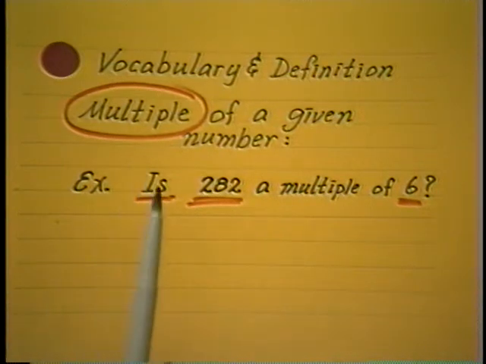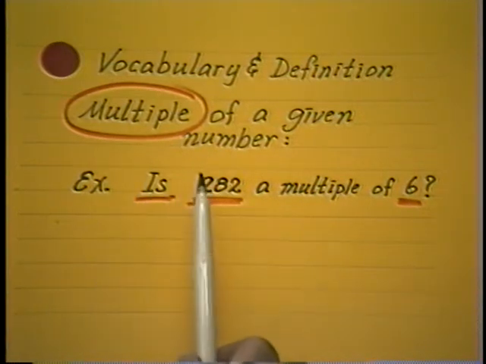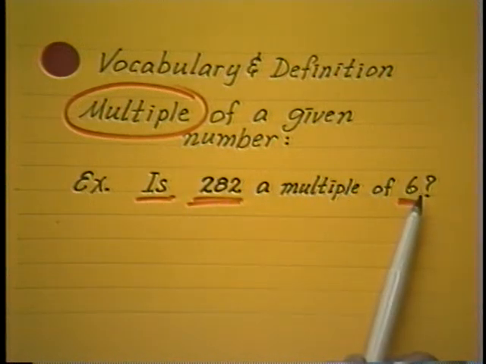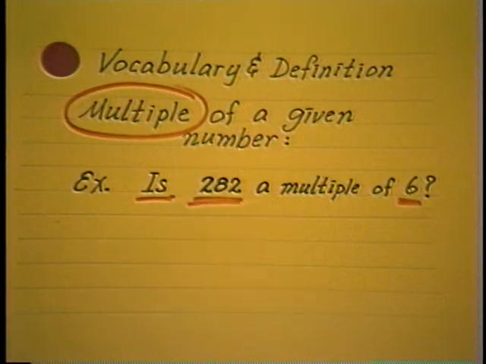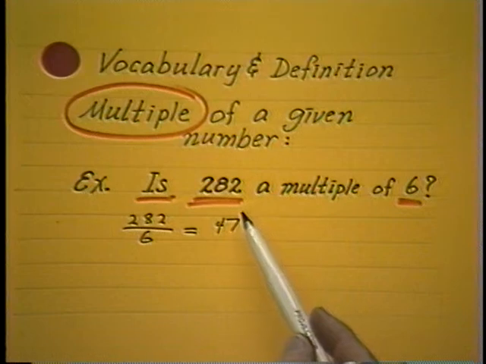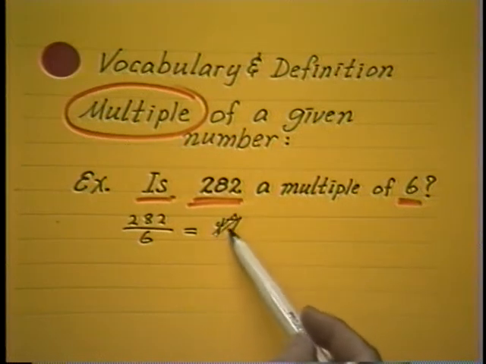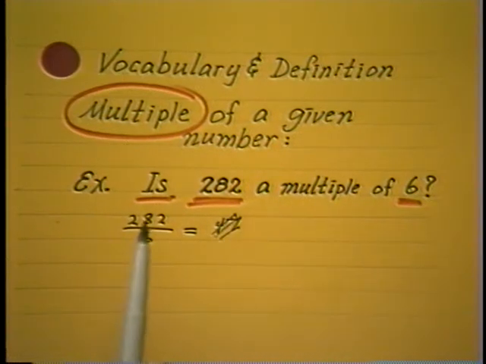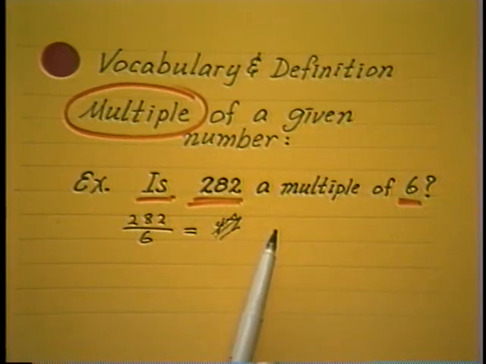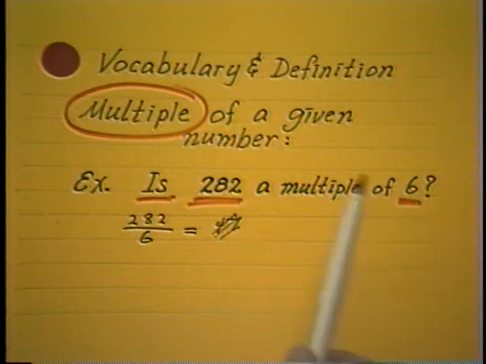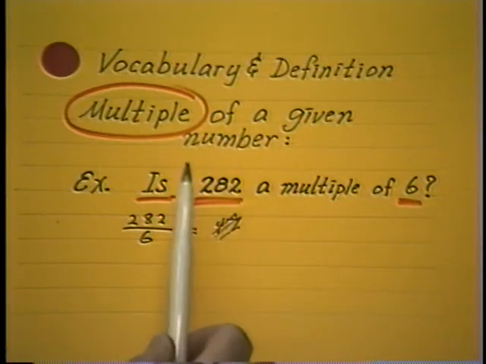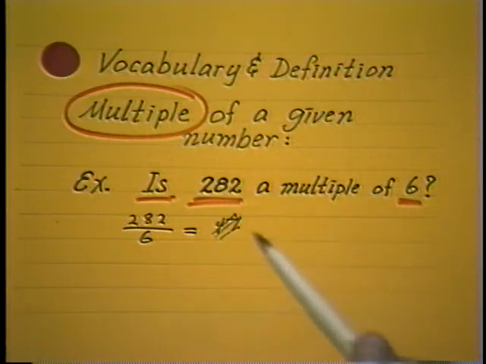Now, let's ask this question. Is 282 divisible by 6? Well, let's just see if we can divide 6 into it. The answer is yes. Now, the answer itself is not relevant to this question. The question was simply, would this divide in evenly, or would I have a remainder? If 6 divides into a number evenly with no remainder, then we say that that number is a multiple of 6.